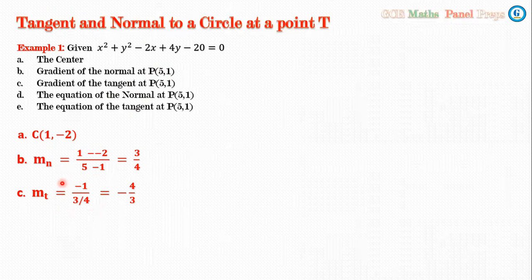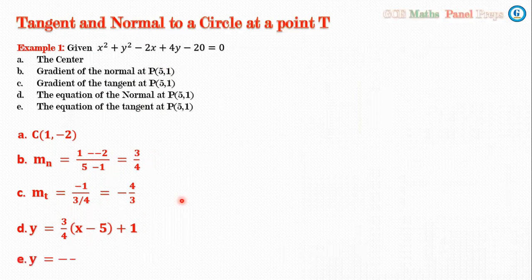We can now find the equation of the normal at that point, which will be given by gradient of normal into x minus x1 plus y1. X1 here is this 0.5, and our y1 is a 0.1. Similarly, the equation of the tangent will be given by, the only thing we are going to change here is this gradient. -4 on 3 into that plus that. So this is what we actually have.